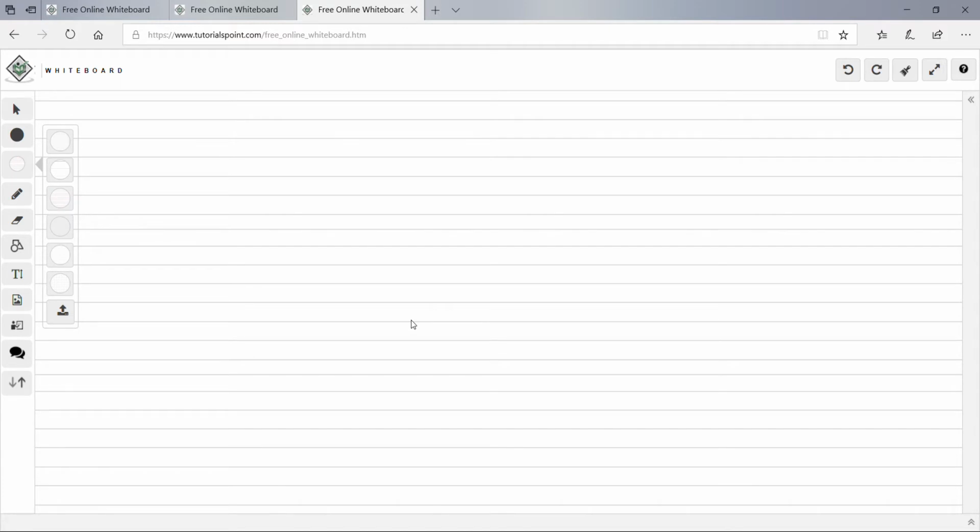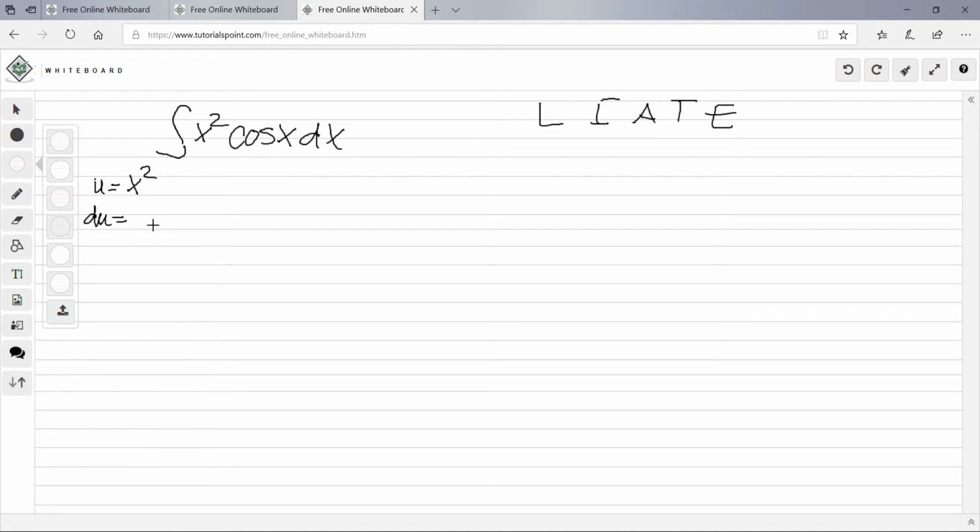Let's do this one. So we have the integration of x squared cosine x dx. So what is our u? Our u is going to be x squared. So take the derivative of that. That would be du is 2x dx.